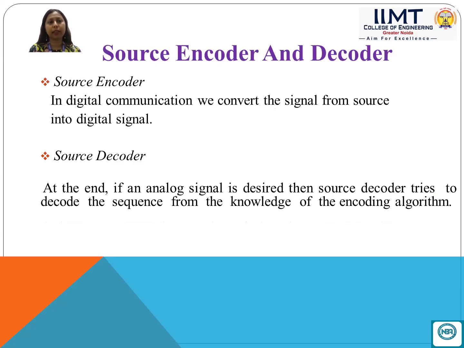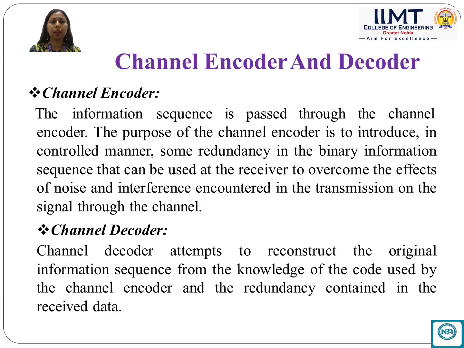The first part that we see across the block diagram is our source encoder and decoder. What is the function of that? In the source encoder, in digital communication, we convert the signal from the source to a digital signal. And in the source decoder, at the end, if the analog signal is desired, then the source decoder tries to decode the sequence from the knowledge of the encoding algorithm. Then channel encoder and decoder.